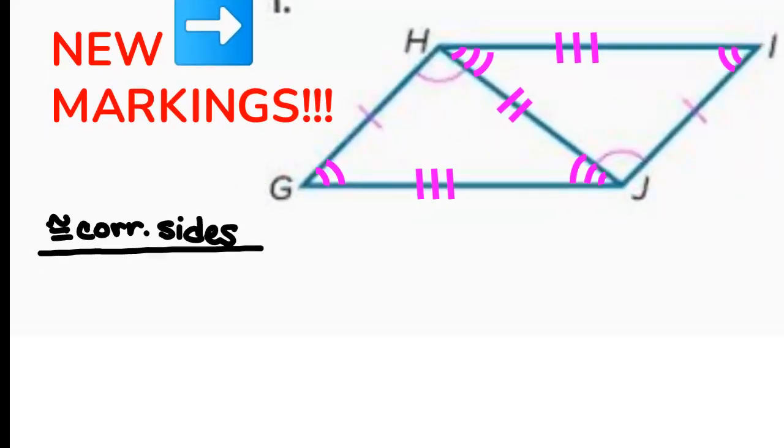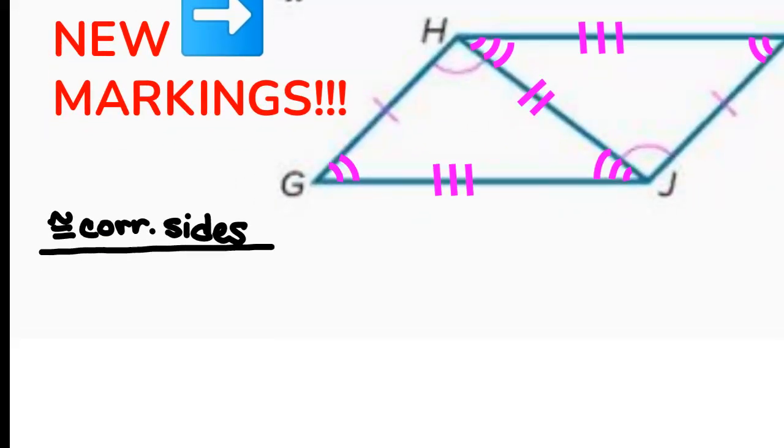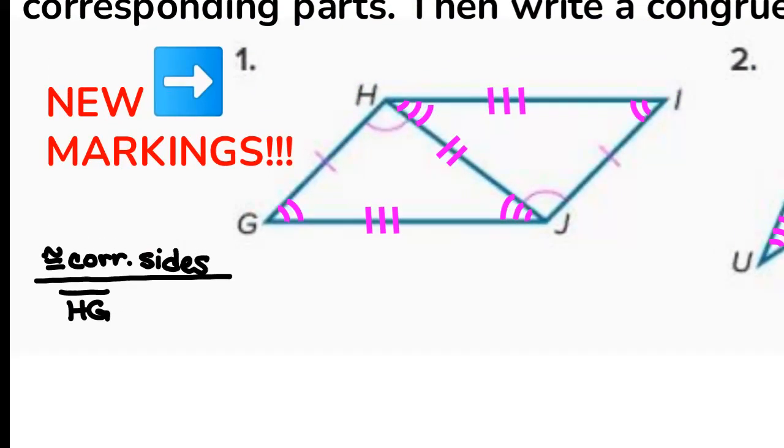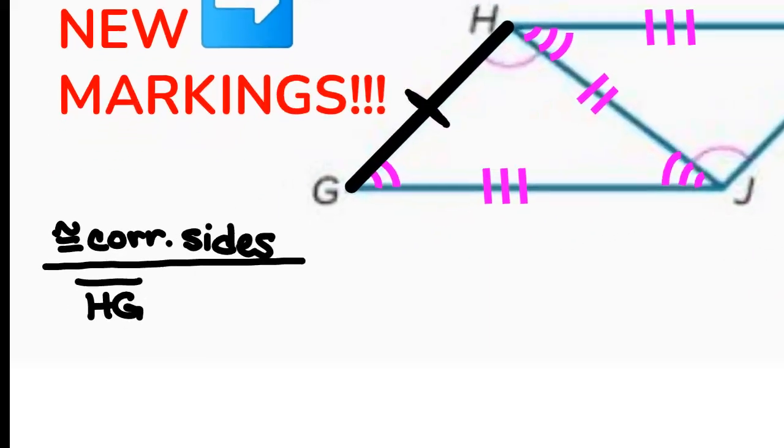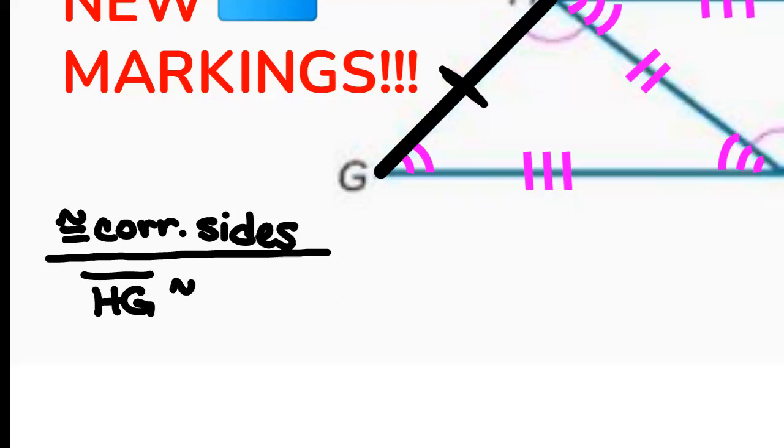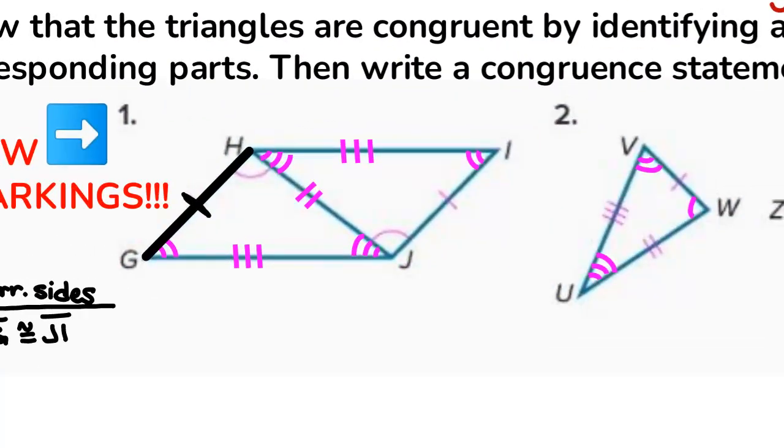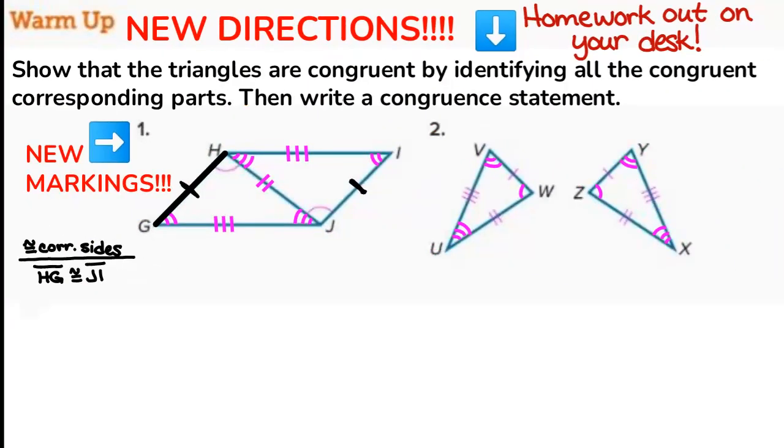I'm going to start us off with a side, and I want you to tell me which one is congruent to it. So side HG, that is this side over here on the left. It has one congruence mark on it. Staying inside problem number 1, that would be congruent to what other side in that figure? JI. Because it also has one congruence mark on it.